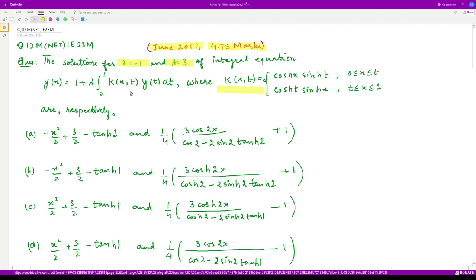Respectively. So they are asking for the solution corresponding to lambda equal to -1, which among these four, the first ones, and for lambda equal to 3, which among the last four, right? So we need to check for this. So let us get started.